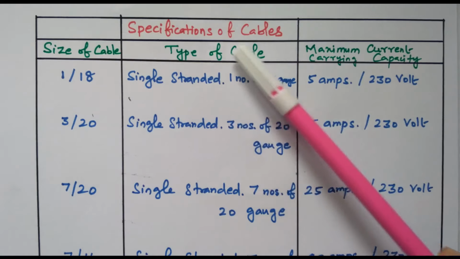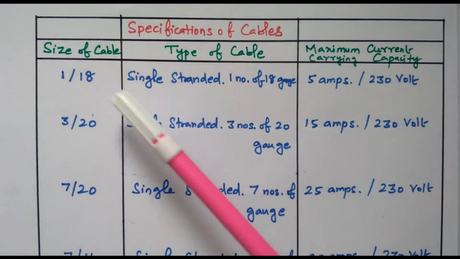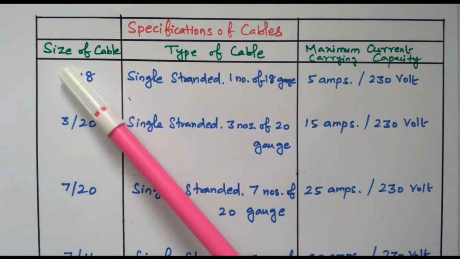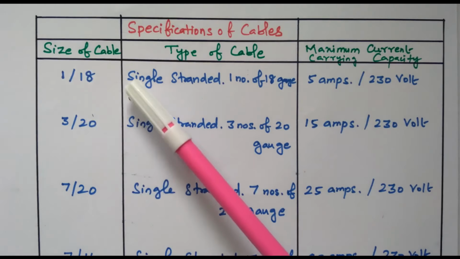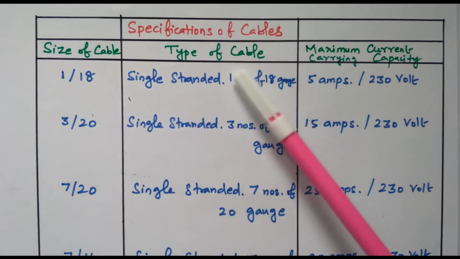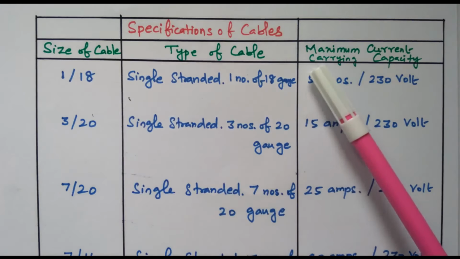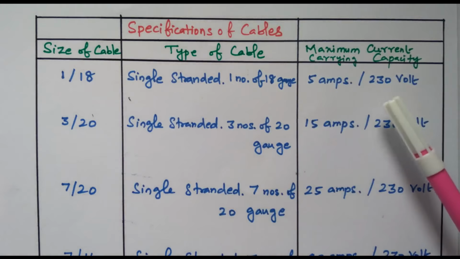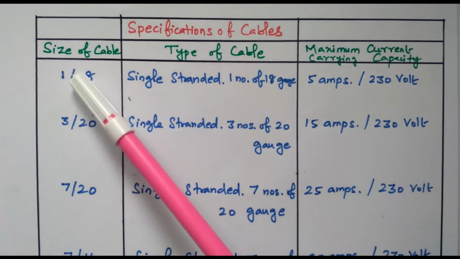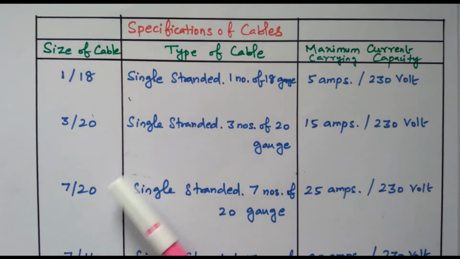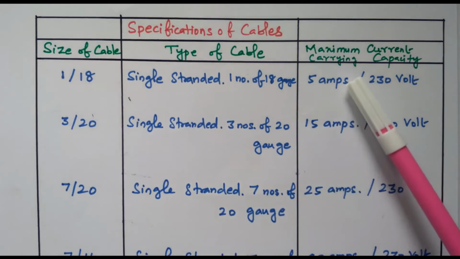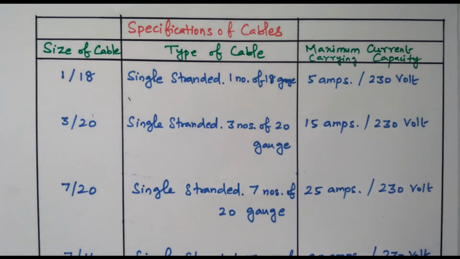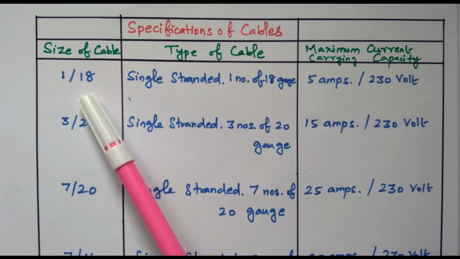Now we'll see the specification of the cable. It is classified based on the size of the cable. Based on that we can see what type of cable it is and what its maximum current carrying capacity is. So first we will see the first type, 1/18.